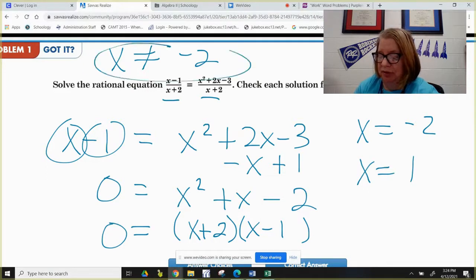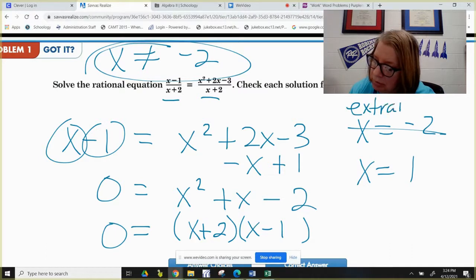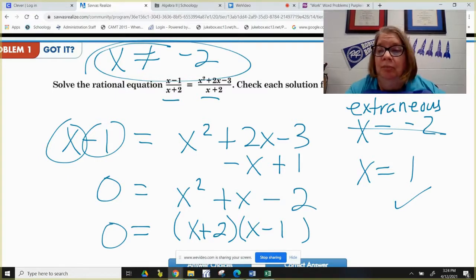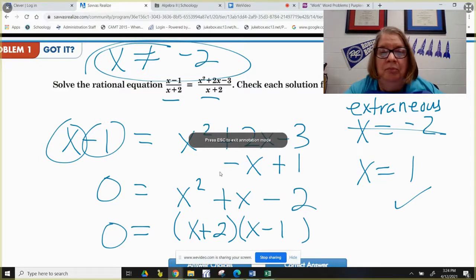I also know that I had a restriction up here that said x can't be negative 2, so that one is an extraneous solution. And this one works. And that's it for solving rational equations. Factor the denominator, multiply the whole equation by the common denominator, simplify across the top, solve for x, check your answer.